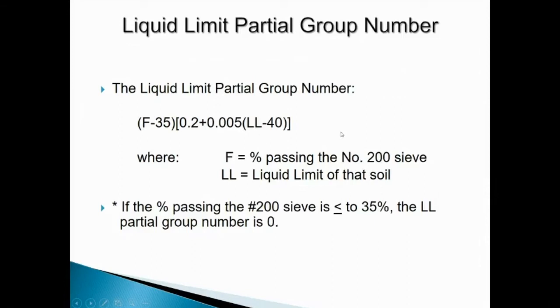You run through the correct order of operations to calculate your liquid limit partial group number. Note, if the percent passing the 200 sieve is less than or equal to 35, the liquid limit partial group number automatically becomes 0, and you do not need to go through the entire equation.